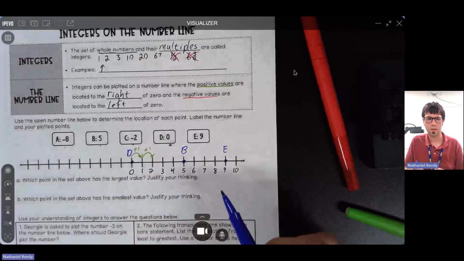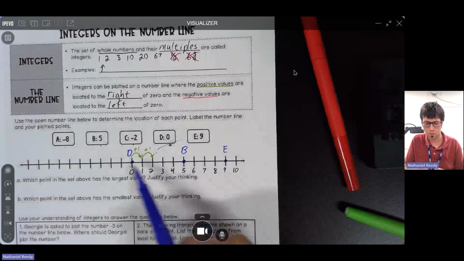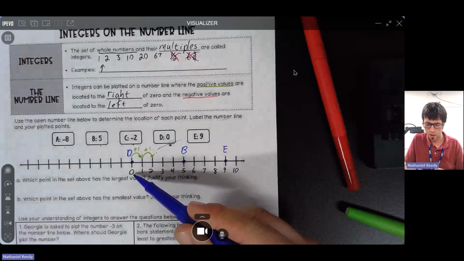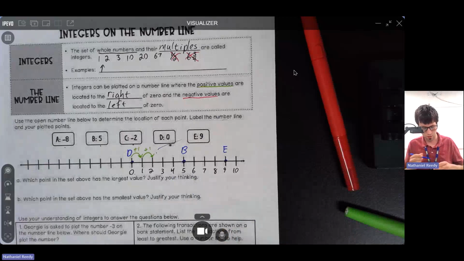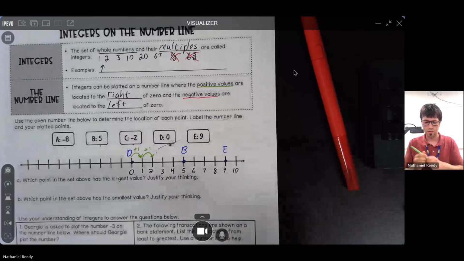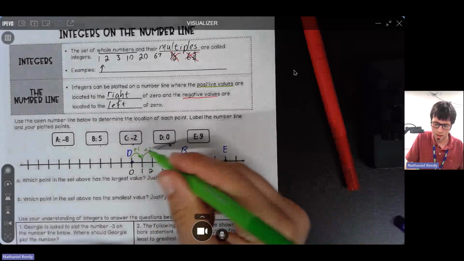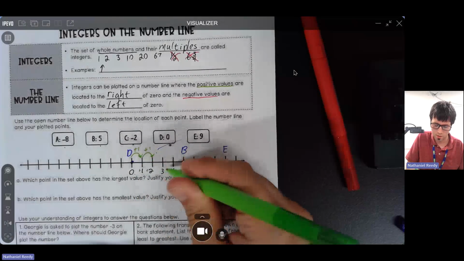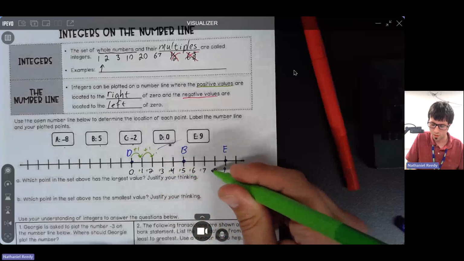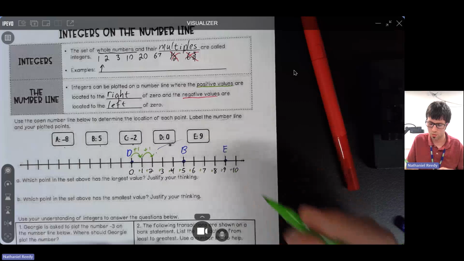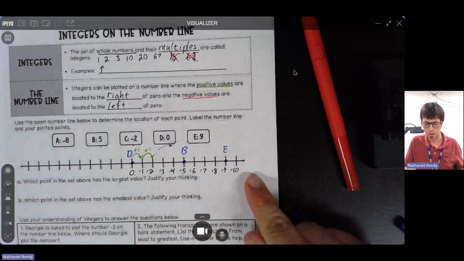Now look at this rule at the top. Integers can be plotted on a number line where the positive values are located to the right of 0. So here's 0. Everything to the right of 0 is positive. What that means is that, like I said, we're adding. So these are called your positive numbers. I could technically put a plus sign here. If you just see a number with no sign in front of it, we just assume it's positive. So those are all my positive.